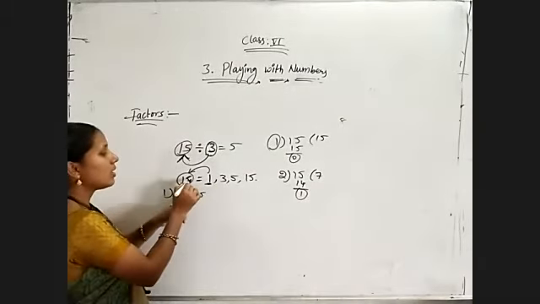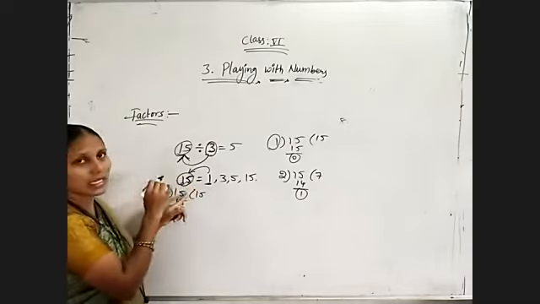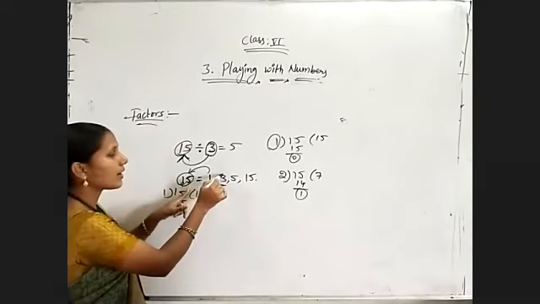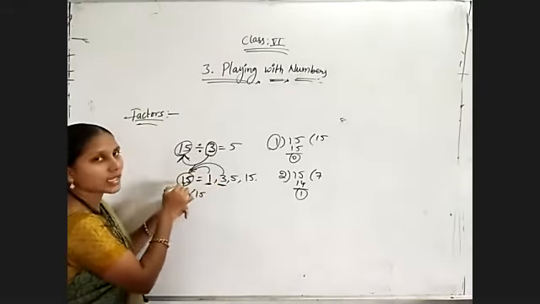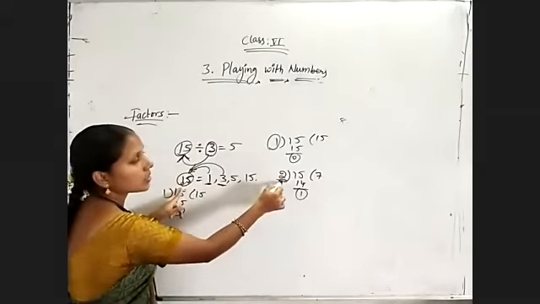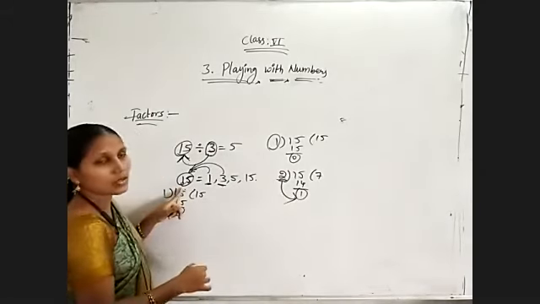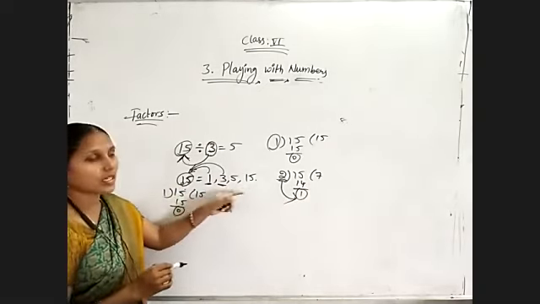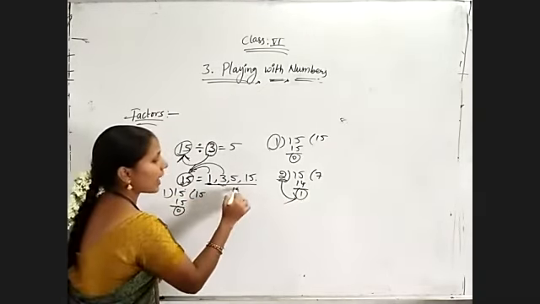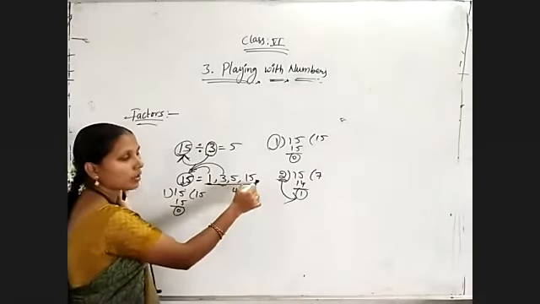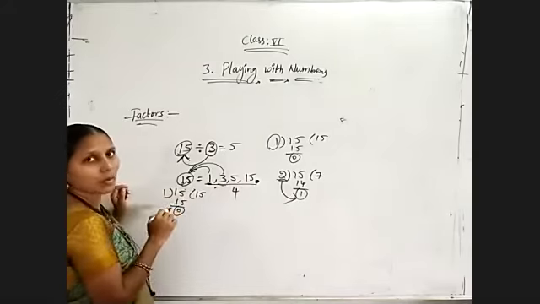So 1 divides 15 exactly. That's why 1 is a factor of 15. And 3 also divides 15 exactly. That's why 3 is a factor of 15. And 2 is not dividing 15 exactly, so 2 is not a factor of 15. 5, 15. Like this, a total of 4 factors are there for 15. Factors are countable, meaning we can decide how many factors are there.